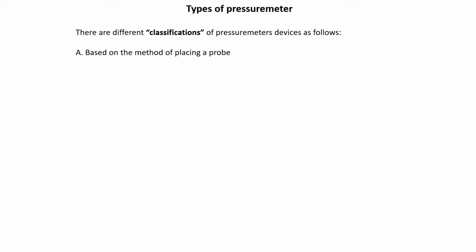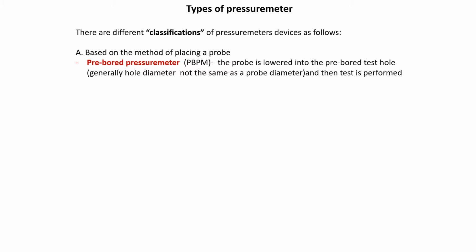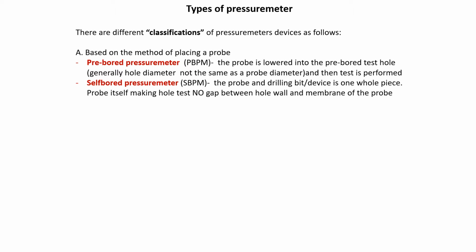There are different types of pressuremeters and classifications. Doesn't matter how you're going to call it, it is based on the method of placing your probe. So you have the pre-bore pressuremeter. What you do is drill the hole, place your probe, and start inflating it. The second type of pressuremeter is the self-bore pressuremeter. What does it mean? The probe itself contains equipment with which the borehole can be drilled.